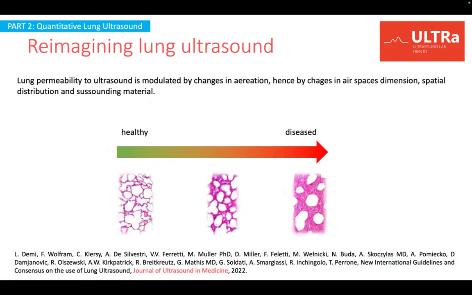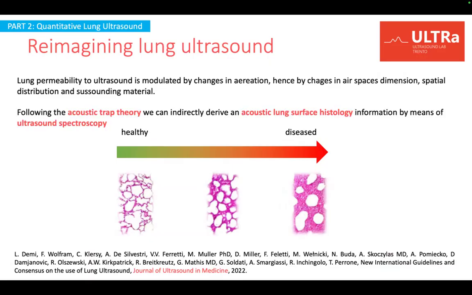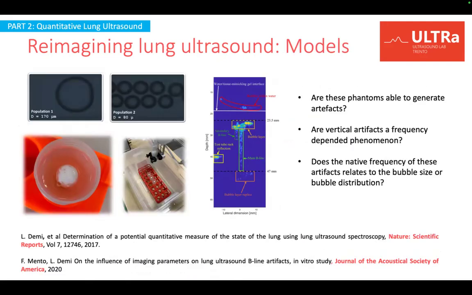So what we know is that lung permeability to ultrasound is modulated by changes in aeration, right? And so that means changes in airspace dimension, spatial distribution, and variations in the surrounding material, so the material around these air pockets. Now, following the acoustic trap theory, we can hypothesize that we can indirectly derive sort of an acoustic lung surface histology by means of ultrasound spectroscopy. And so to test this idea, we need a model.